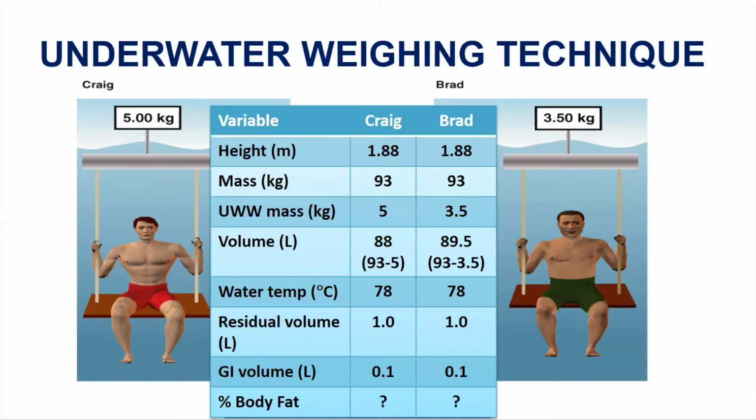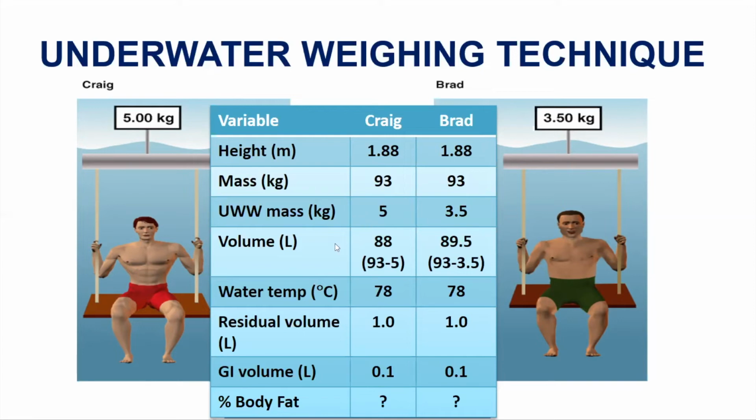So we're going to take an example of Craig and Brad. They are both the same height. They both weigh the same on land, but their mass underwater is different, where Craig is 5 kilograms underwater and Brad is 3.5 kilograms underwater. From this, we can determine that Craig is denser because he's heavier underwater, which we would assume correctly that his body fat would be lower because fat is buoyant, and the fact that he's heavier underwater suggests that he has more muscle mass or lean body mass.